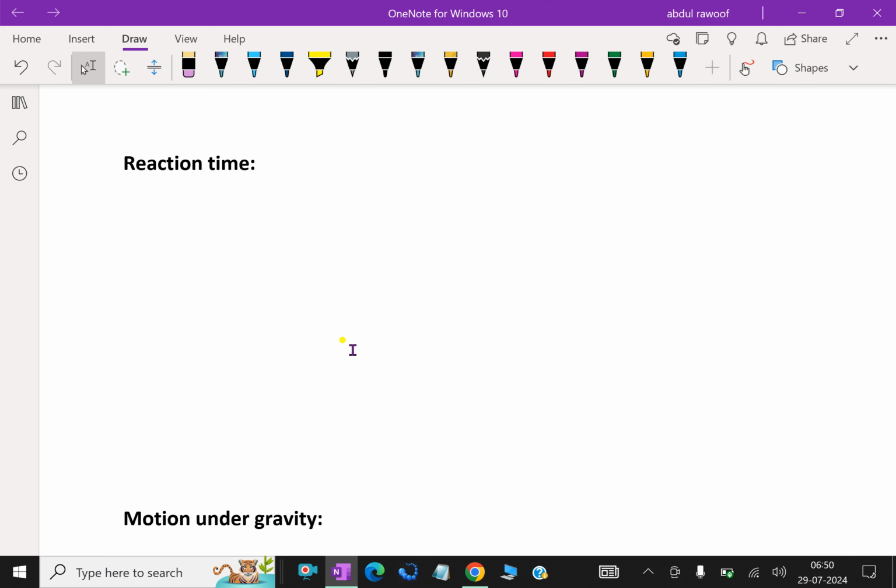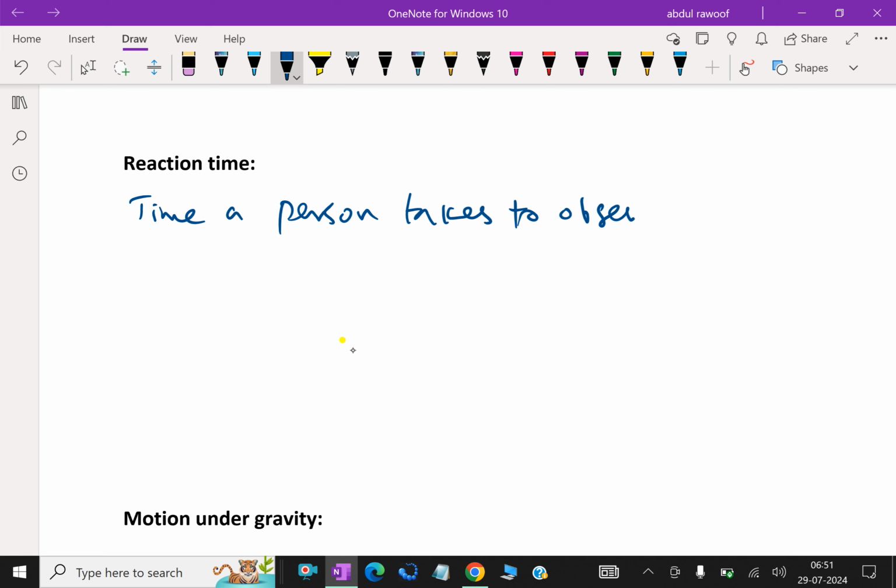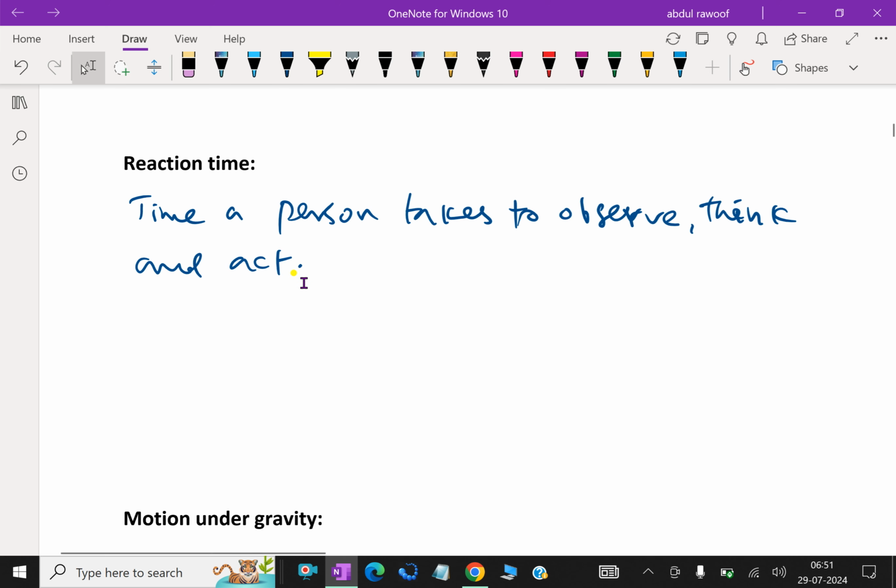Therefore, reaction time is the time a person takes to observe, think, and act. First he has to observe and think, and then immediately take action.